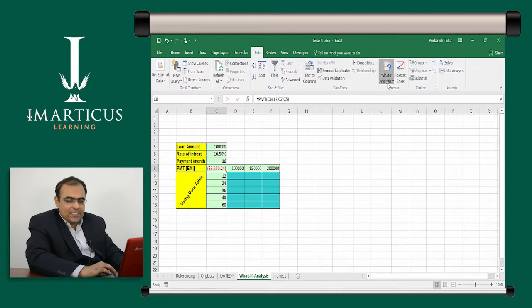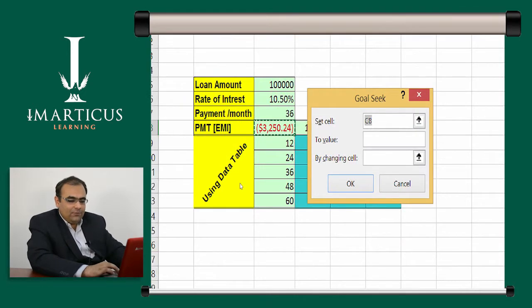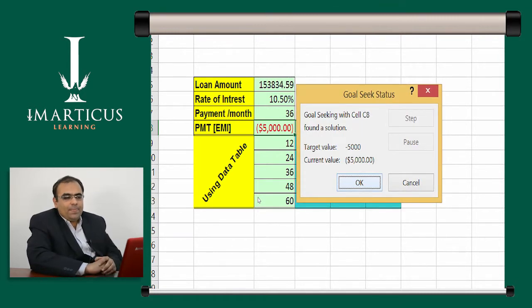I go to what if analysis again. I will select goal seek. It highlights C8 for me. The to value will be minus 5,000 like we did last time. The only difference this time is in the field which says by changing cell. Let's select the loan amount cell, which is C5, and say OK. Check it out. It says I will be eligible for 1,53,000 and some change if I decide to pay 5,000 for 36 months.